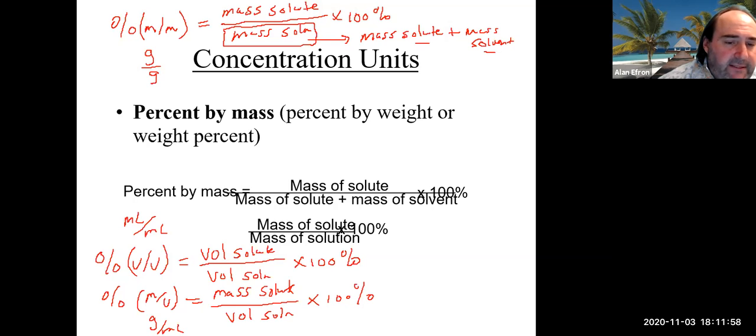Out of these three, really the top one, percent mass to mass, is the one where you usually have to worry about the bottom part. In the other two, the volume of solution is usually just given to you. You don't really have to worry too much about it. We can put these percentages into these formulas and solve for whatever you're looking for. You could also set them up as conversion factors.